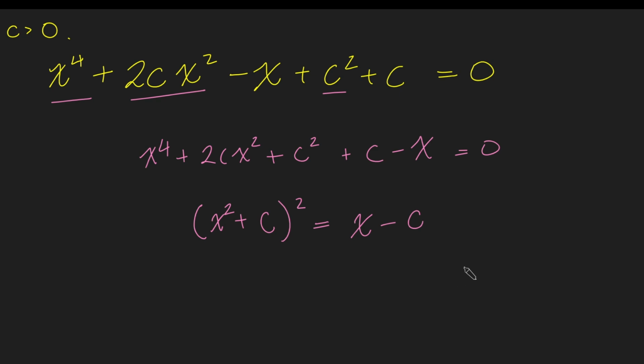And now what we're going to do is square root both sides. So we get x squared plus c, and then you might think we need to put plus or minus here. But because this left-hand side is guaranteed to be positive, because x is real, when you square it, it's non-negative, and you add c, a positive number, this is definitely going to be positive, so we know it's going to be the positive root here. So x squared plus c is root x minus c.